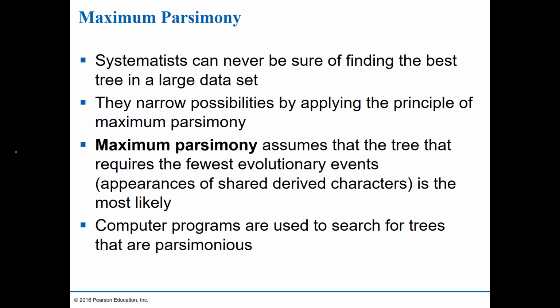Okay, systematics can never be sure of finding the best tree in a large data set. They narrow possibilities by applying the principle of maximum parsimony. Maximum parsimony assumes that the tree requires the fewest evolutionary events. So it's trying to give you the least amount of branches. Computer programs are used to search for trees that are parsimonious. So I would just know the term: maximum parsimony assumes that the tree requires the fewest evolutionary events.